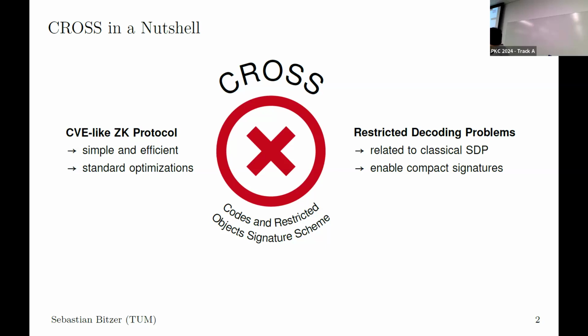And there, CROSS relies on restricted decoding problems. This is what I'm going to focus on today. And my goal is to explain to you how the restricted decoding problems relate to the classical decoding problems that you might know. And also, I'm going to try to convince you that these problems are promising for building digital signature schemes.